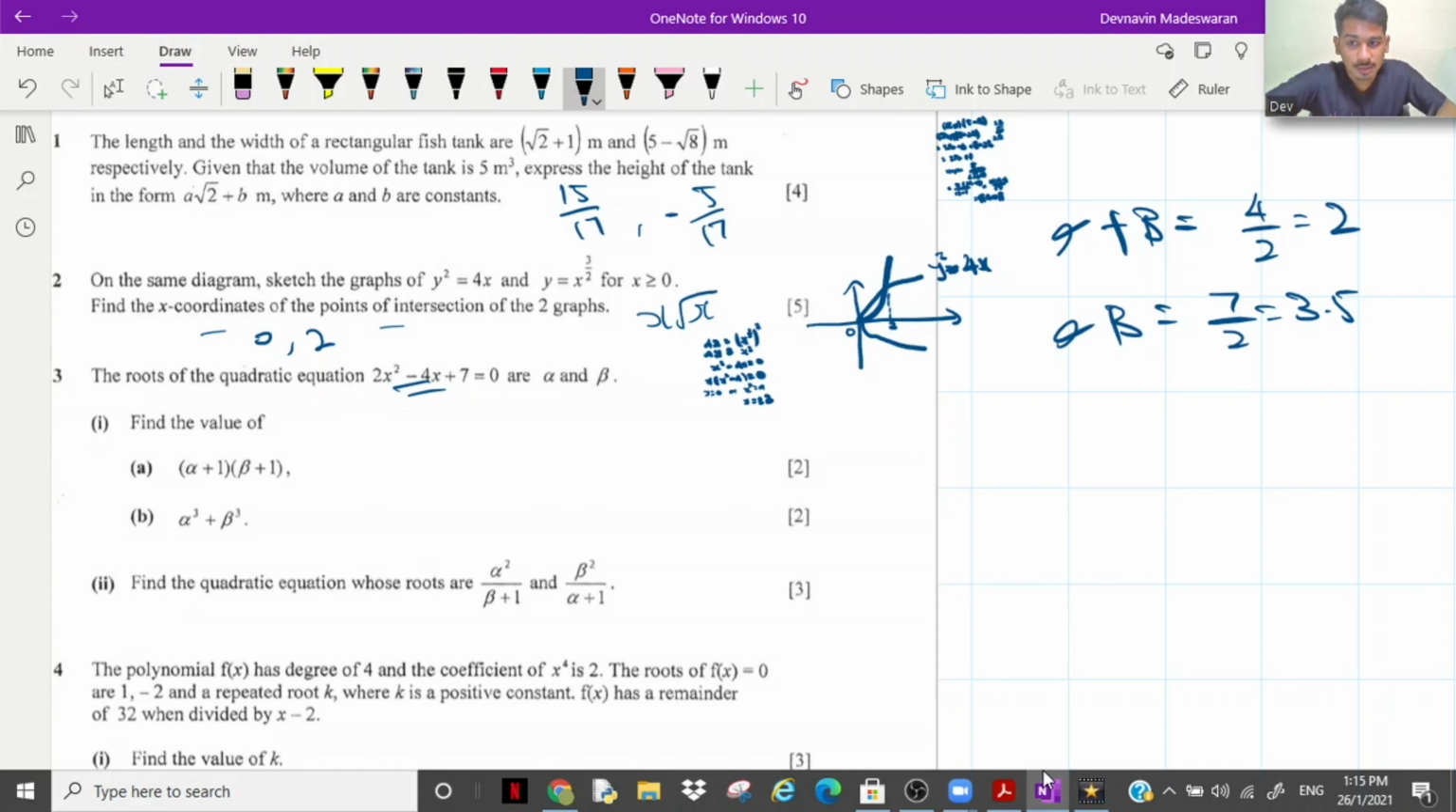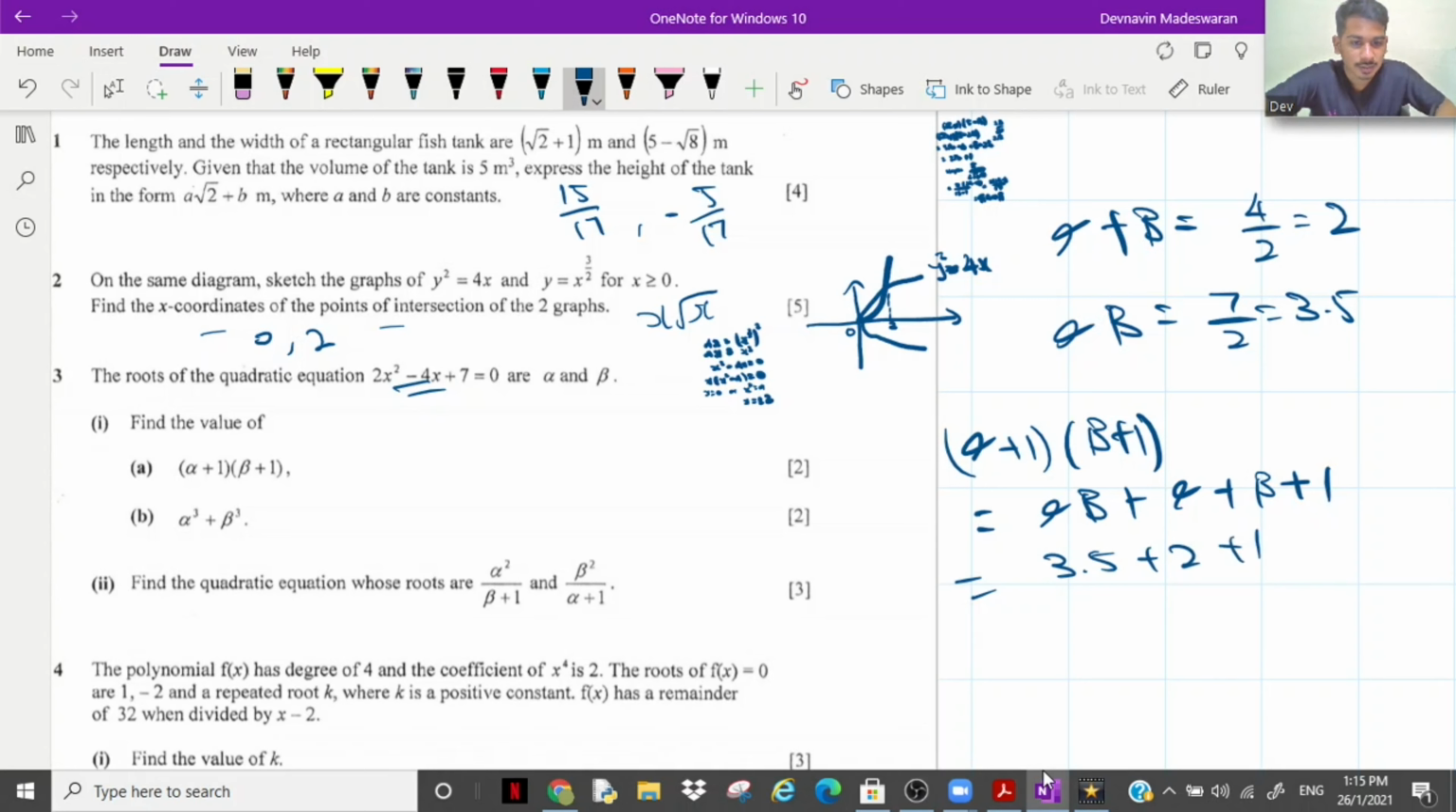Then we'll expand this thing. Alpha plus 1 times beta plus 1 is going to be alpha beta plus alpha plus beta plus 1. So we have the product and the sum and then 1. So it's like 3.5 plus 2 plus 1, which is going to be 6.5.